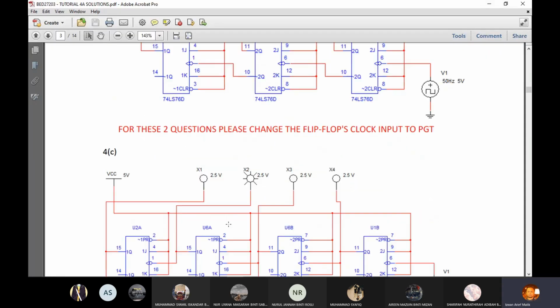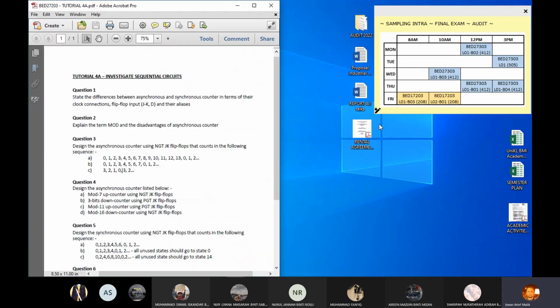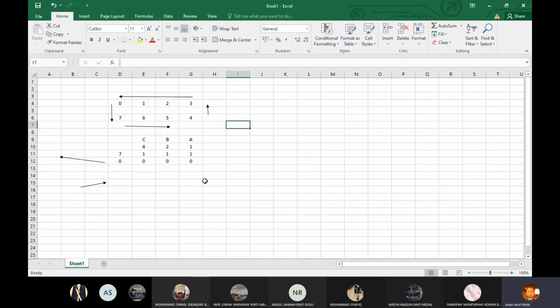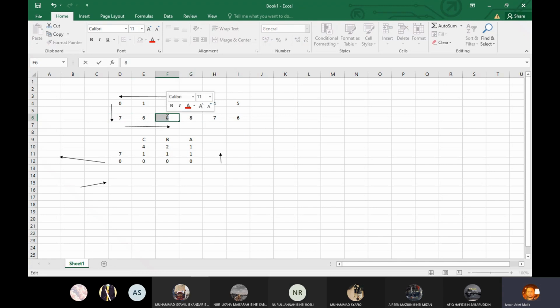Okay, and then next one is mode 11 up counter using PGT. So sama juga using PGT. Mode 11 meaning that it will count from 0 until 10. Okay, so 3, 4, 5, 6, 7, 8, 9, 10. Let's see.